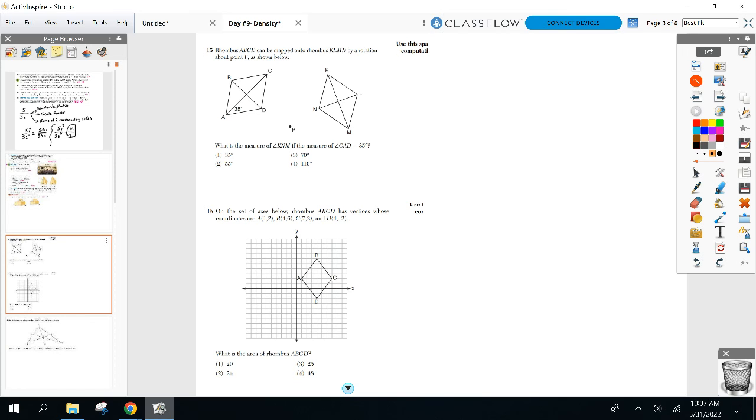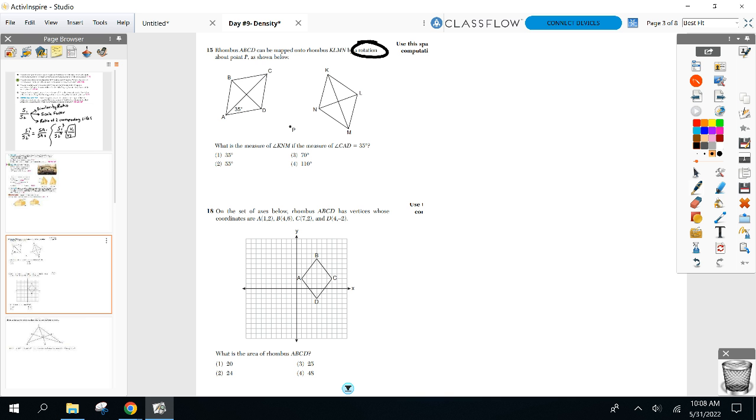All right, let's start with 15 on this exam. What's the measure of angle KNM if angle CAD is 35 degrees? And this is a rhombus, so I'm going to have to know my properties here. And it's being rotated. Let me just first start there. If I rotate this rhombus, am I changing the angle measurements at all? No. Okay, so there's the first part. Just because I rotate it, it doesn't mean the angles get bigger or smaller. They stay exactly the same.